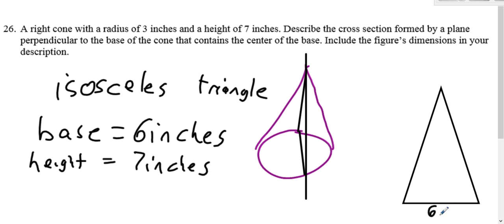Which means it looks like this. It's got a 6-inch base, and going down the middle, it's got a 7-inch height. And these two sides are the same. If you really wanted to, you could do Pythagorean theorem to figure out those two sides. We don't need to in this case, though.